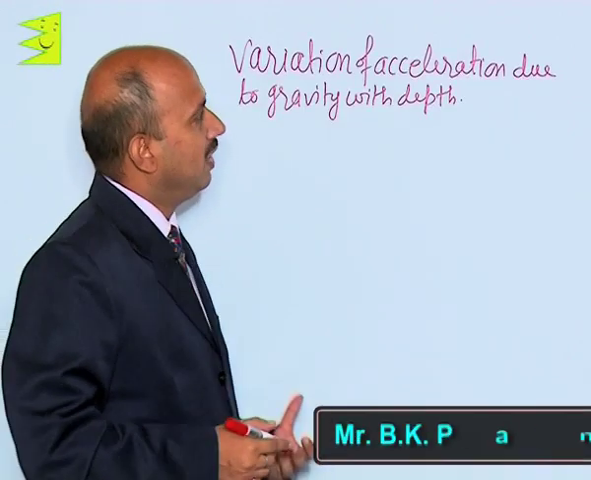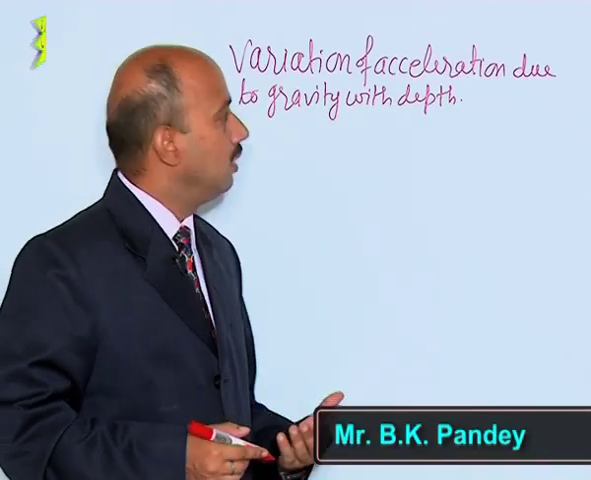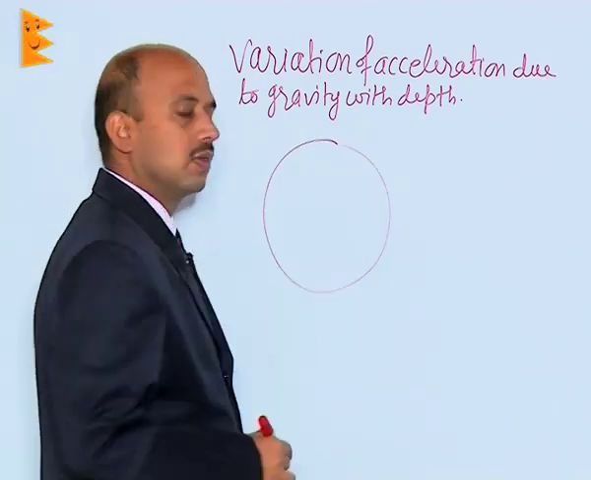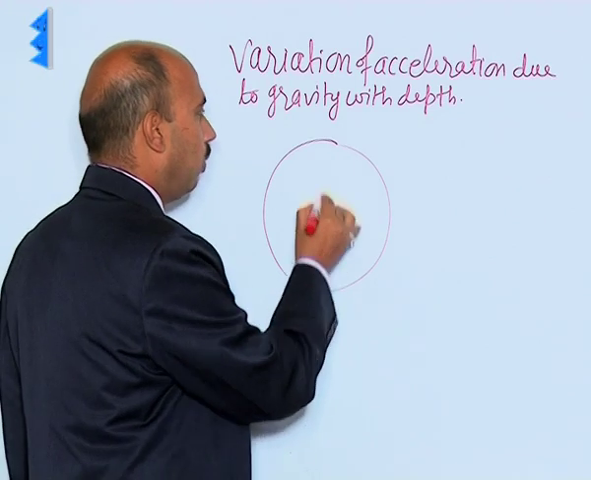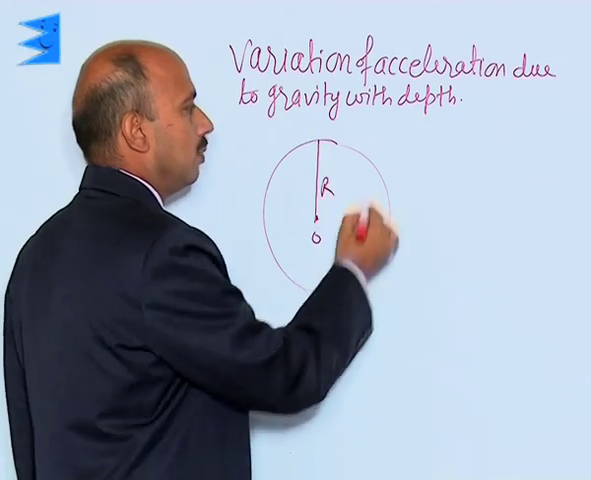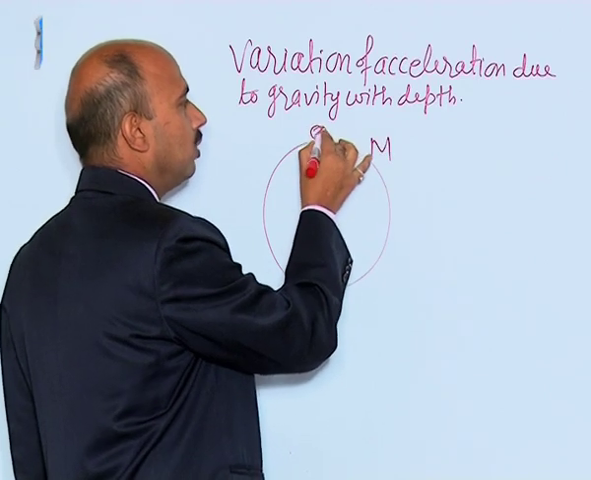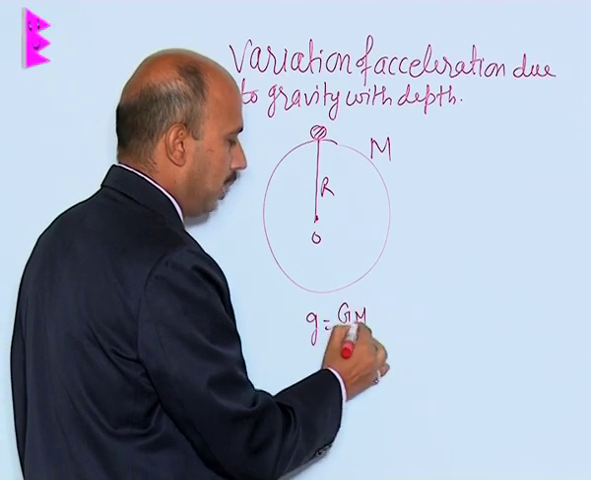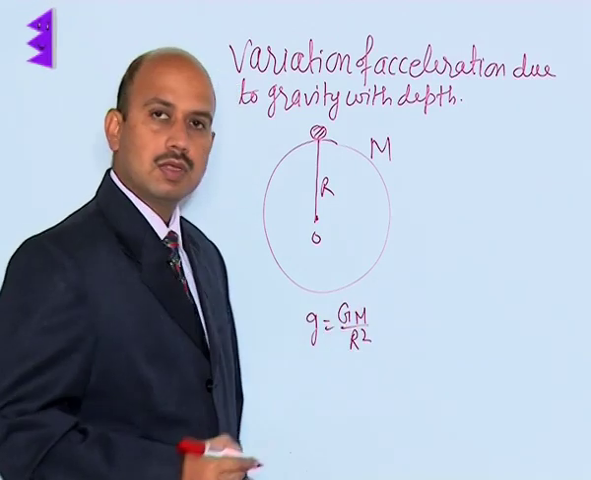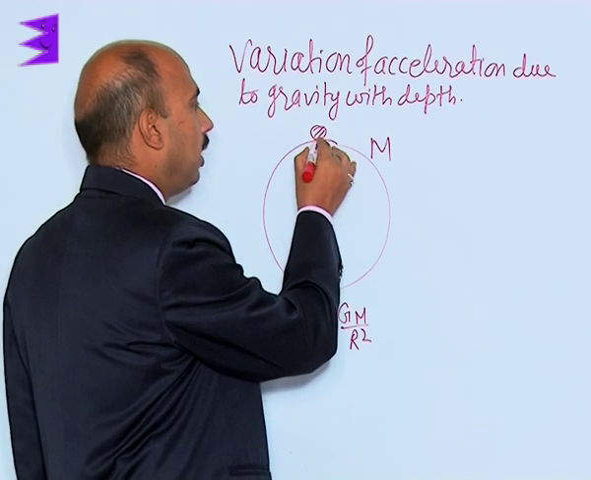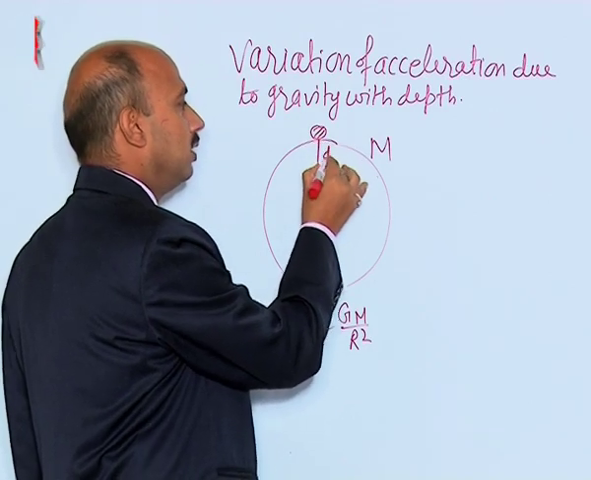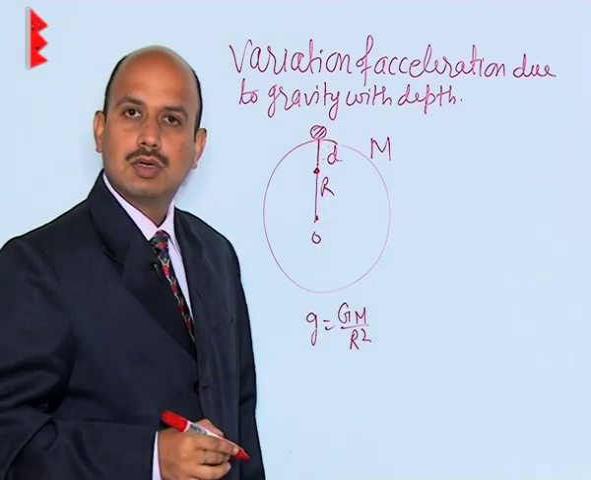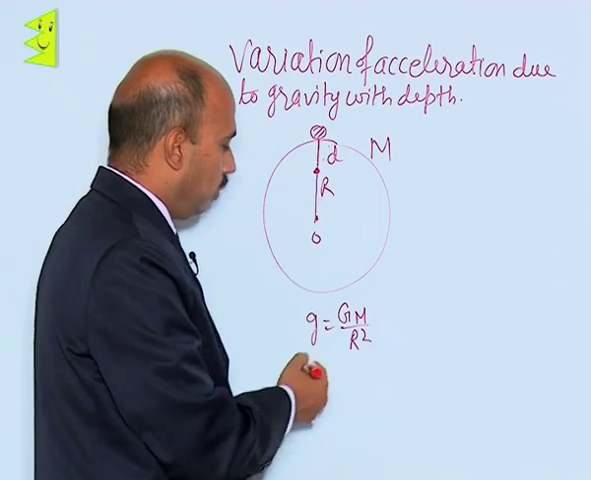Now, we have to see the variation of g, that is, acceleration due to gravity, with the depth. Suppose you have taken here the earth, this is the center O, this is radius r, and mass is m. If the body is on the surface of earth, we can write g is equal to GM upon r square. Suppose the body comes here by a distance, that is a depth d at this point, then what will be the value of g?